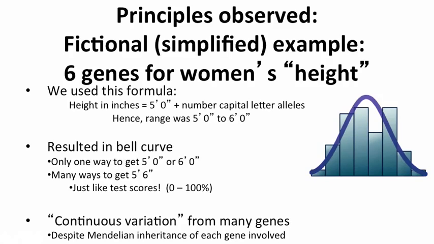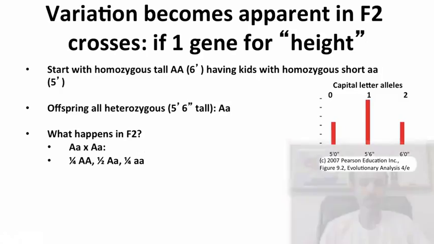Okay. So what happens from this is you can generate what looks like continuous variation from variation at many genes. And this is even though each of the individual genes is inherited in a Mendelian way. So let me break this down with a couple of sub-examples.